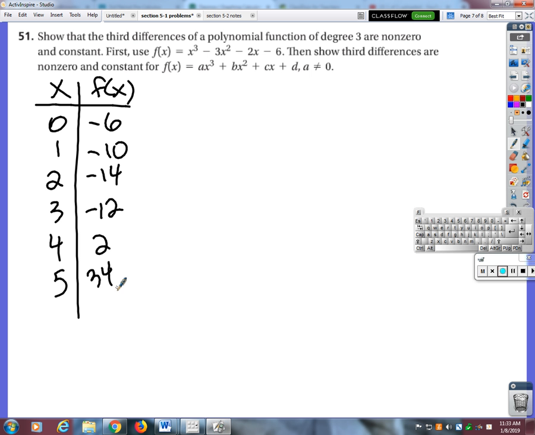Okay? So there is our table of values that this time we created all by ourselves based on the equation that they gave us. What we're going to do now is show that in this case the third differences are all the same.